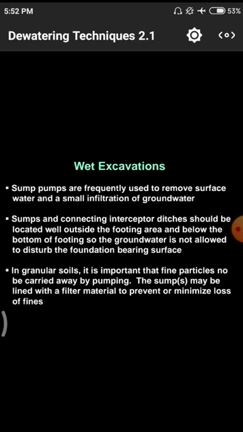In those marshy soils, whenever we have to go for constructions, we need to take some precautionary measures, otherwise the total structure will sink downwards. In granular soils, it is important that fine particles not be carried away by the pumping, so the sumps may be lined with a filter material to minimize the loss of fines.